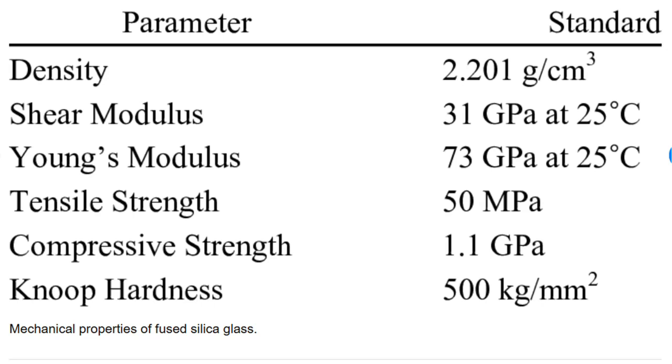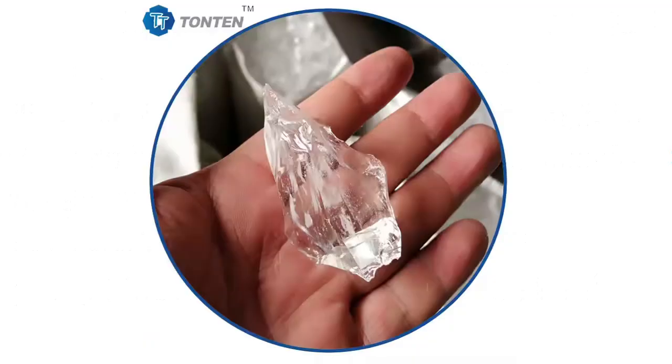Thermal shock resistance. The low thermal expansion of fused silica also contributes to its high resistance to thermal shock. Rapid temperature changes or high temperature gradients can be tolerated without causing significant mechanical stress, making fused silica an ideal material for environments with extreme temperature variations.